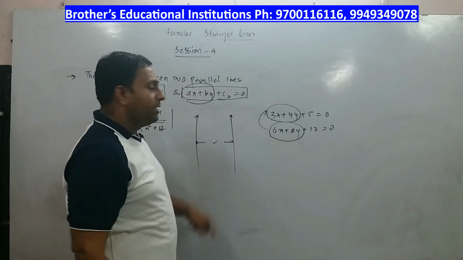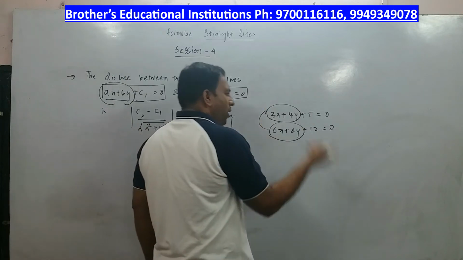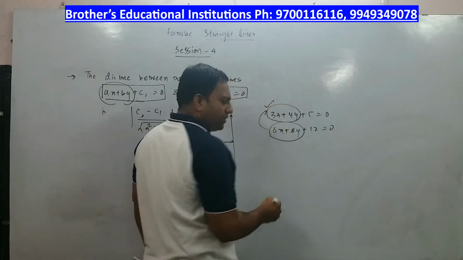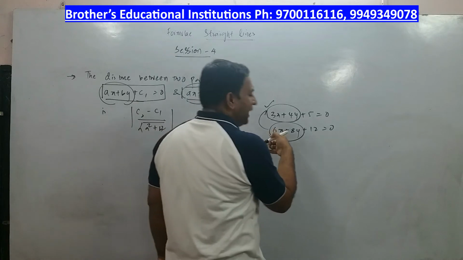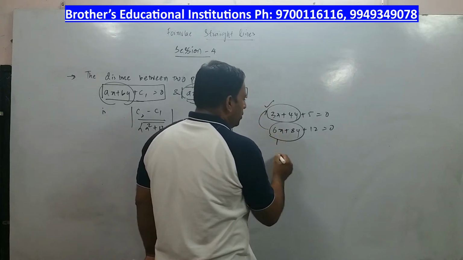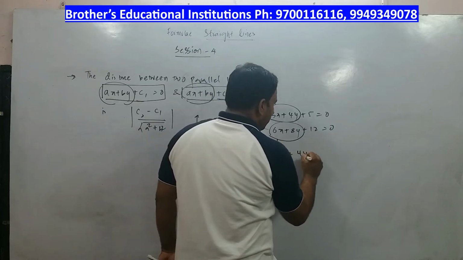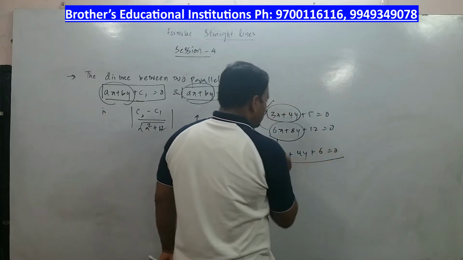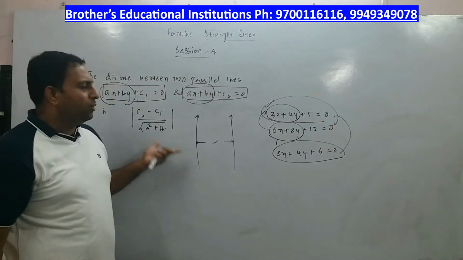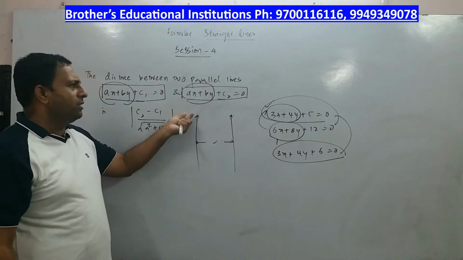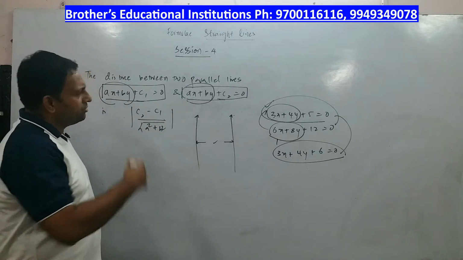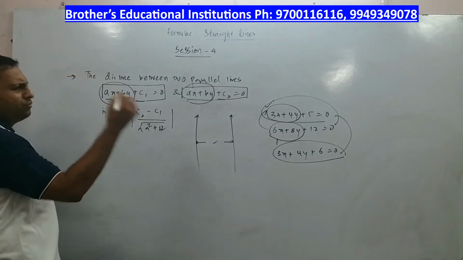However, these two lines are parallel. So what do I need to do? I need to balance their homogeneous part. Either I multiply the first equation by 2 or I divide the second equation by 2. If I divide the second equation by 2, what will I get? 3x plus 4y plus 6 is equal to 0. So this is one line and this is one line. Then I am able to apply the formula. So please take care of this small note, and try to apply it yourself when you are dealing with problems. Now let us go for the next concept, which is very, very important.